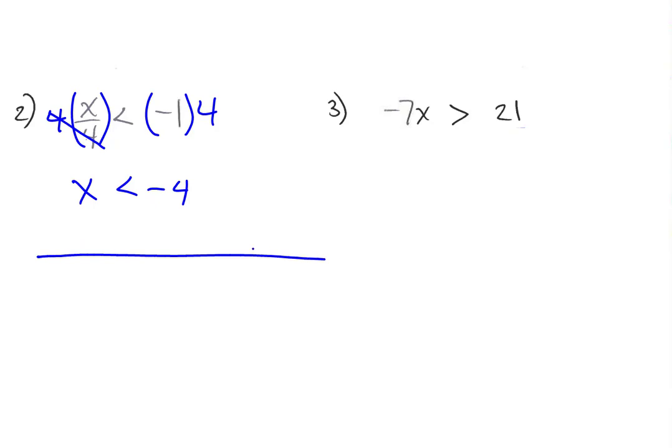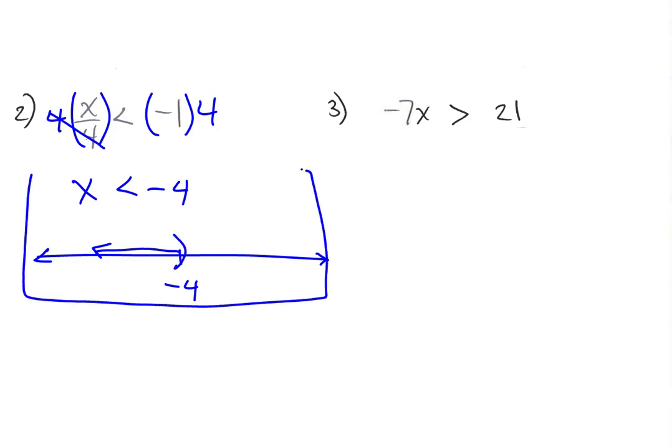And of course we can graph this by putting our boundary number of negative 4 on a number line. And then if the alligator is trying to eat the negative 4, that means x is smaller, which would go to the left. So we'll put a line with an arrow going to the left from negative 4. And strictly less than would mean a curved parenthesis. So our x is less than negative 4, and its graph will be our total solution for this one.